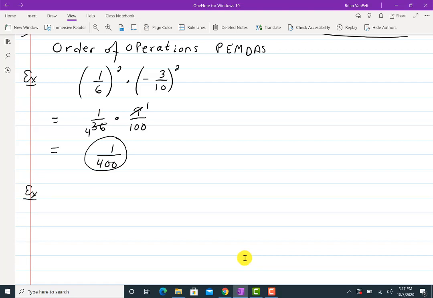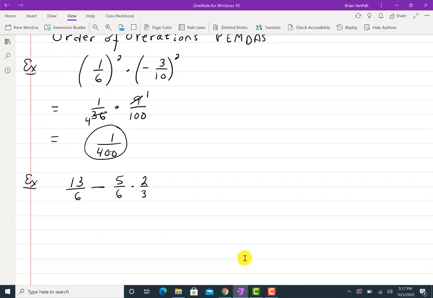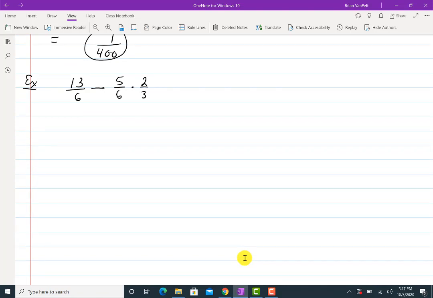Next, let's try 13 over 6 minus 5/6 times 2/3. Now here you would do the multiplication first. But usually when we do the multiplication, before we actually multiply, we try to simplify as much as possible to keep the numbers in check.